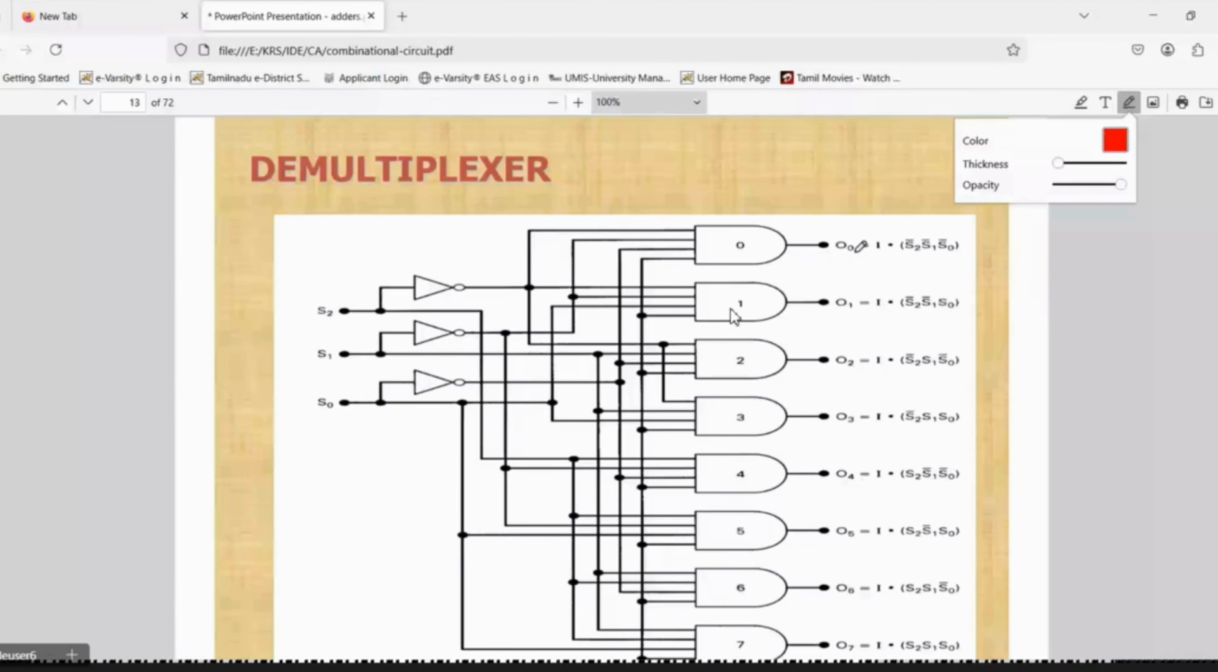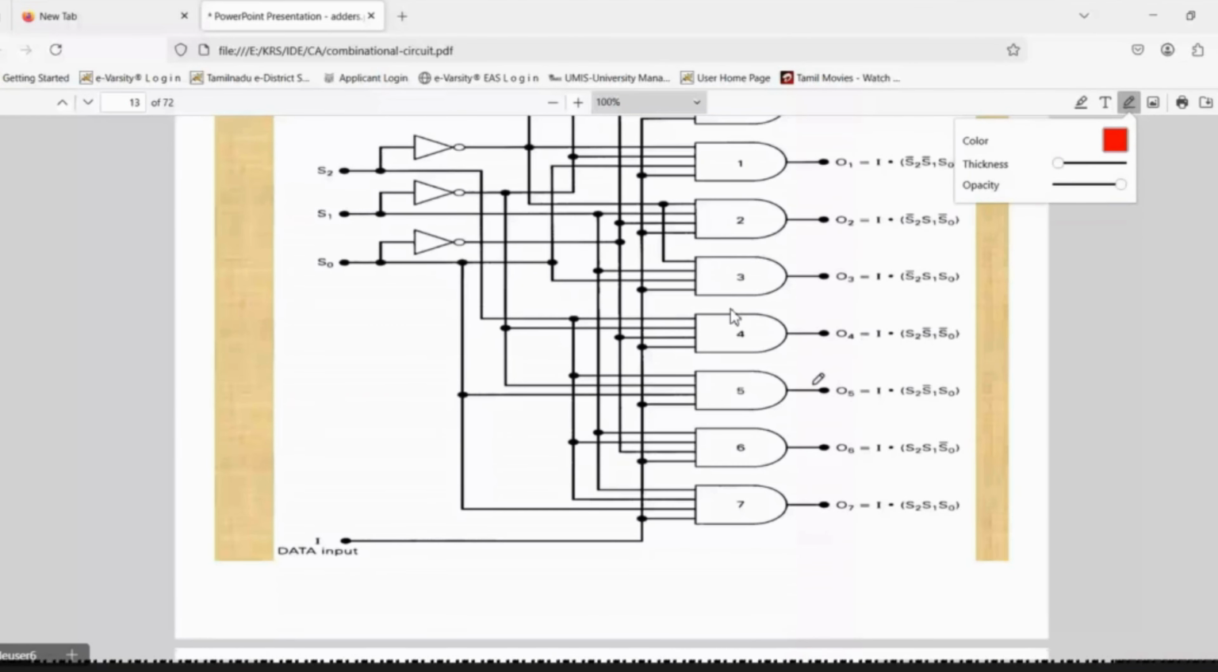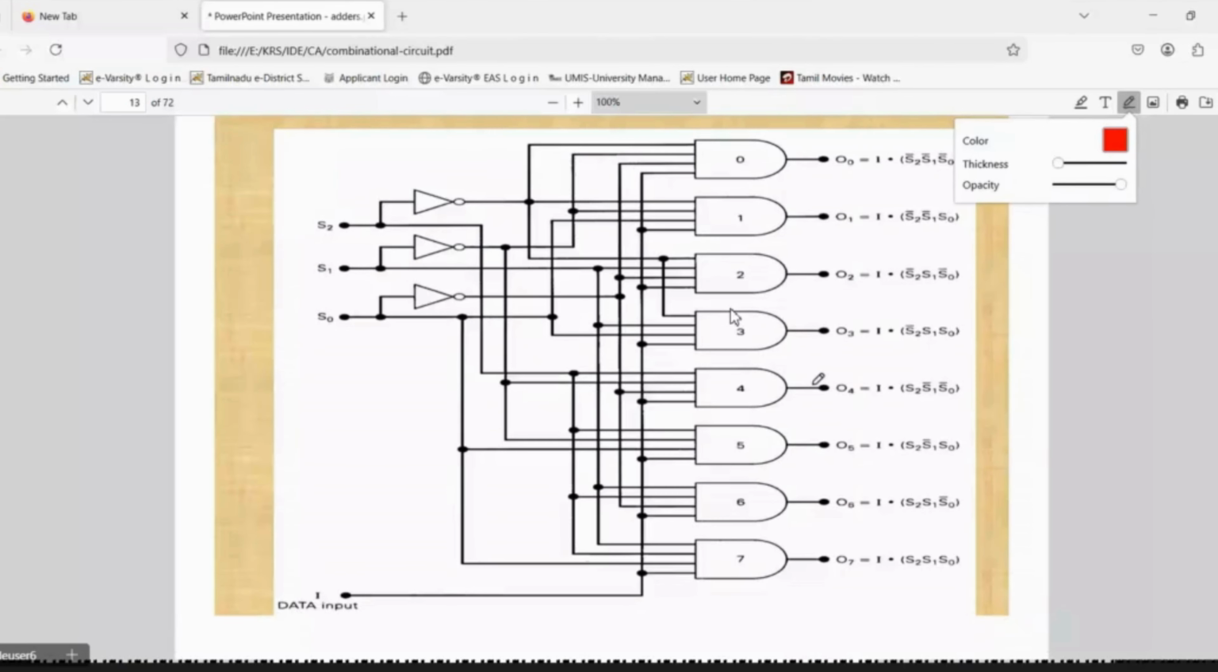This is the 1 by 8 demultiplexer, logic diagram of 1 by 8 demultiplexer. One input line, then 3 selection lines and 8 output lines. Note this down also.